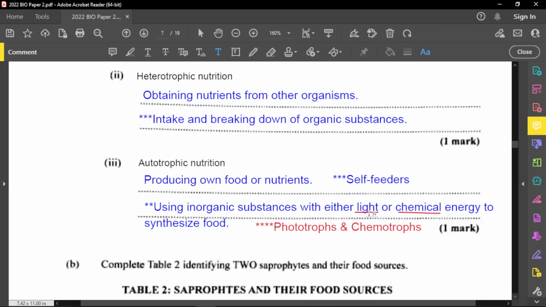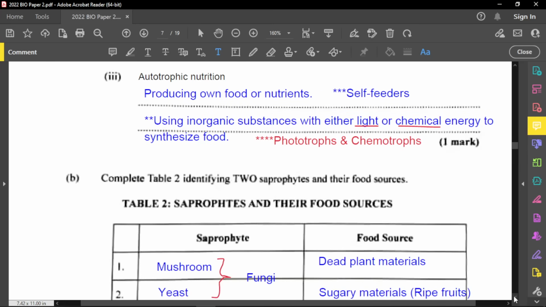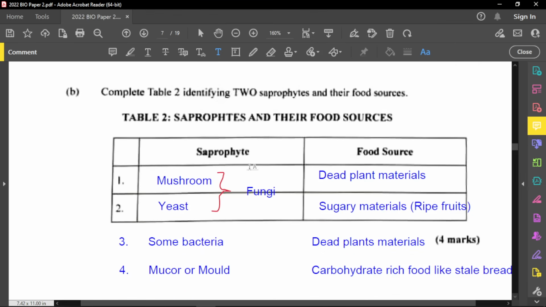I just want to make a note right here that if they use light, those will be phototrophs. And if they use chemicals, they will be chemotrophs. Just to make that distinction between the different types of autotrophs. All right, so for part B of this question, it says complete table 2, identifying 2 saprophytes and their food sources. I listed 4 right here, just for your information. We have mushroom, yeast, some bacteria, and also mucor or mold. Mushroom and yeast are fungi, and they will eat dead plant materials.